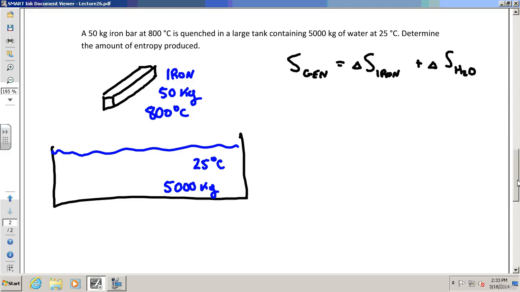There's lots of different ways to say the first law. Energy in equals energy out, whatever. In this case, you could say energy in equals energy out, but it's probably a better way to say it is the change in energy of the iron is what causes the change in energy of the water. The energy goes from the iron to the water. Everybody see that? Because the iron heats up the water.